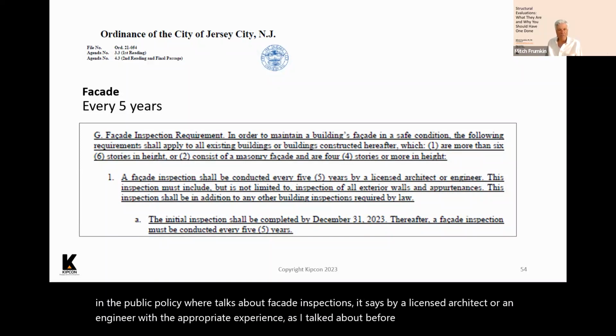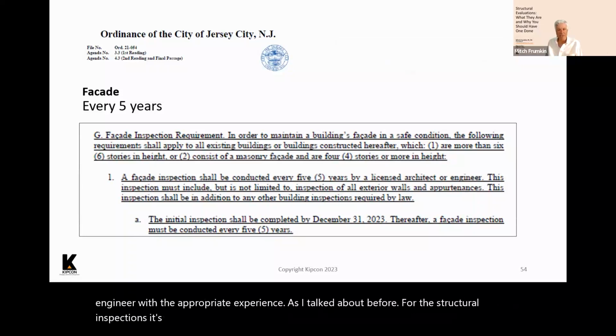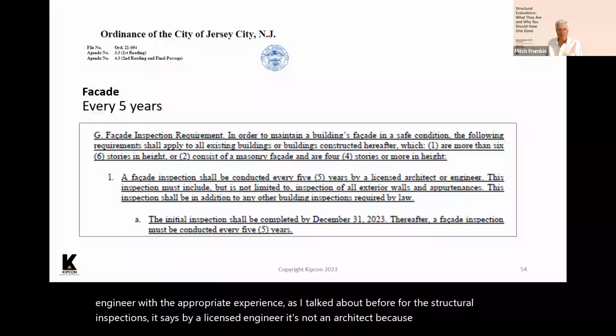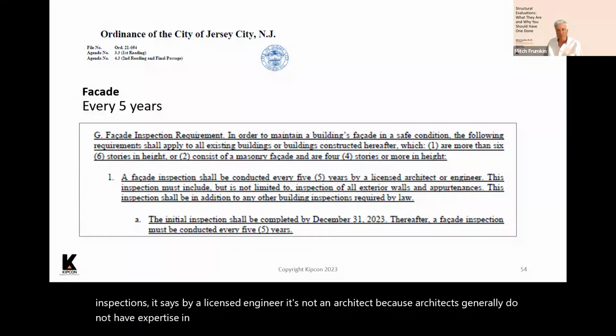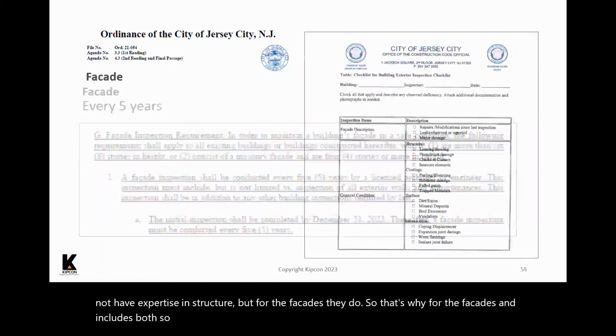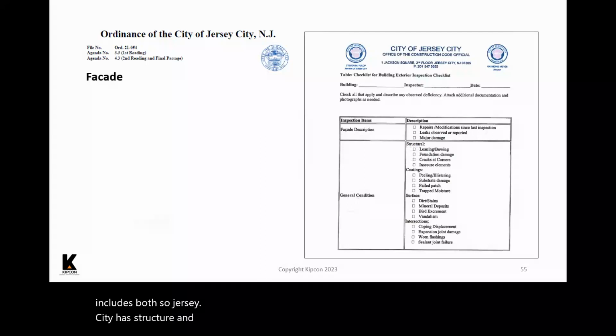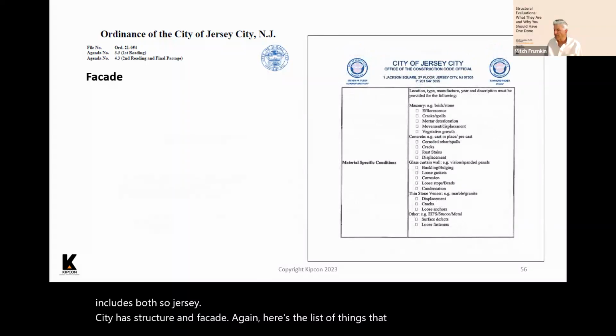For the structural inspections, it says by a licensed engineer. It's not an architect, because architects generally do not have expertise in structure. But for the facades, they do. So that's why for the facades, it includes both. So Jersey City has structure and facade. Again, here's the list of things that should be included in the facade inspection.